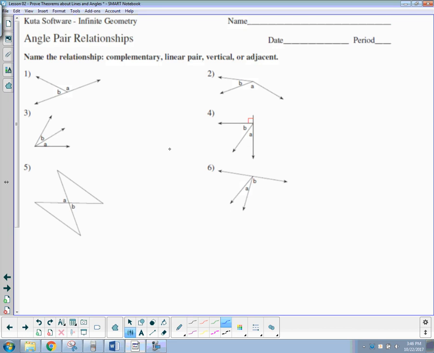Whew. Alright. Looking at number 1. What would we label it? They're next to each other. You might think adjacent. We're going to say this is a straight line. So I'm going to have to say linear pair. 2, on the other hand, they're next to each other. Not a straight line. We're just going to say adjacent. Okay. A, B again, they don't form a 90-degree angle. They're just next to each other, so this is going to be, again, adjacent.